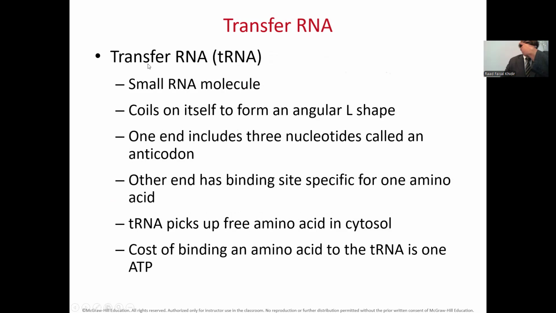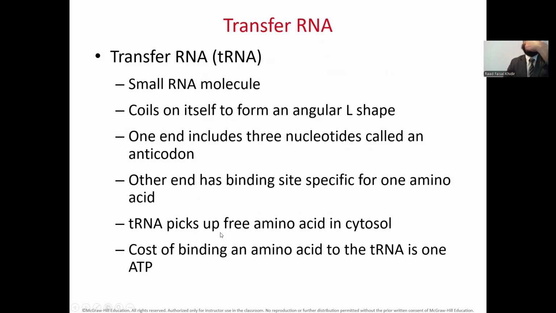tRNA, transfer. You see, not translate. It's a small RNA molecule. It coils on itself to form an angular L shape. One end includes 3 nucleotides called an anticodon, and the other end has binding sites specific for 1 amino acid.